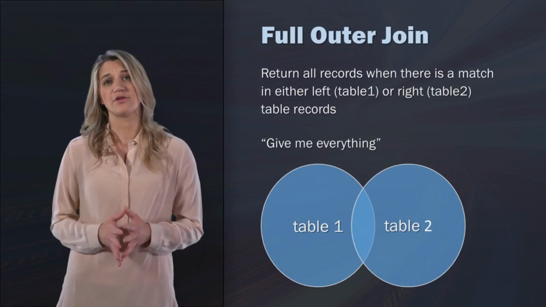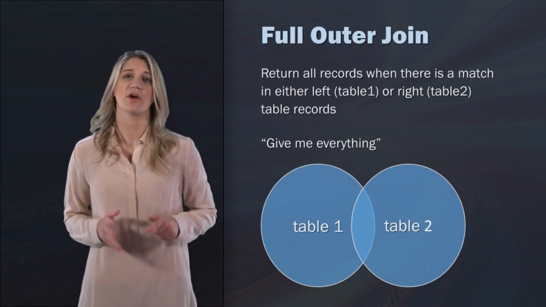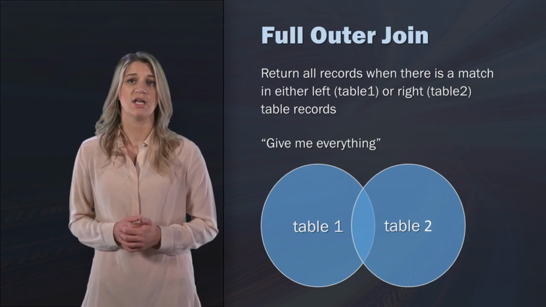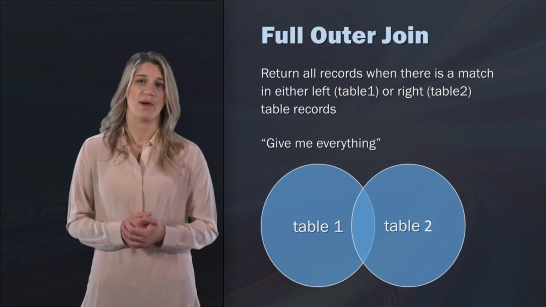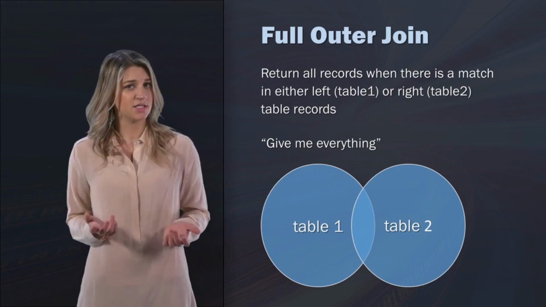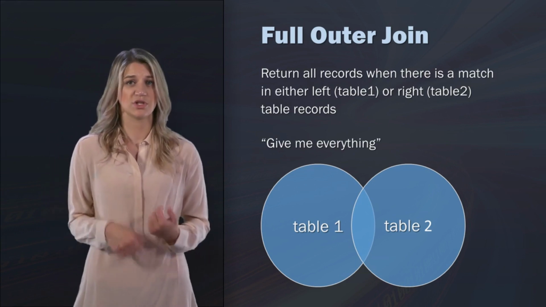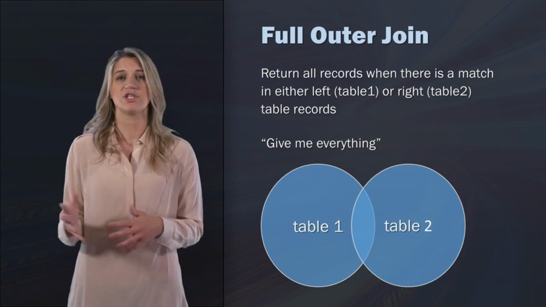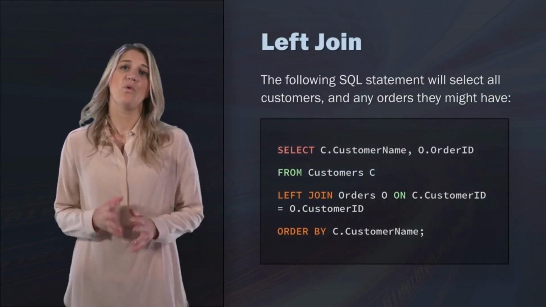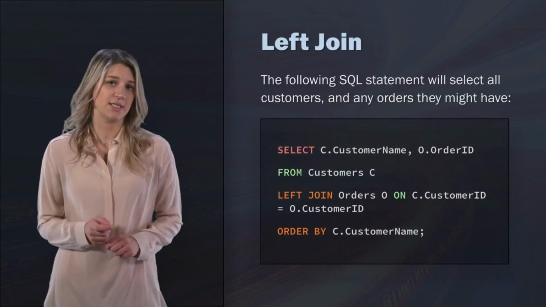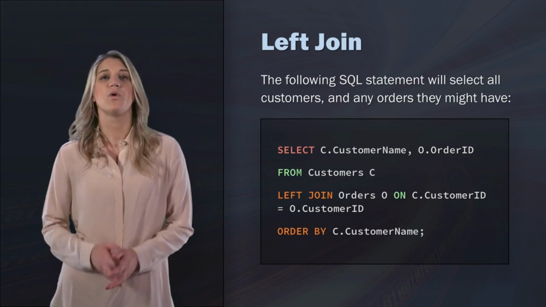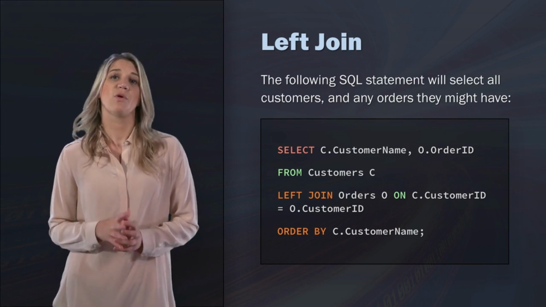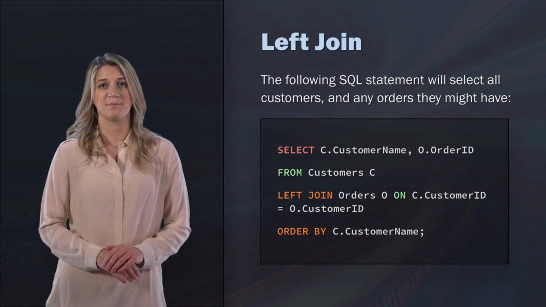For the full outer join, this will return all the records where there is a match in either table 1 or there's a match in table 2. So this is just saying, hey, just return and give me everything, whether there's a match in 1 or a match in 2. So we'll go into a little bit more detail about these joins. We'll use these frequently, so we'll want to make sure we really understand them.